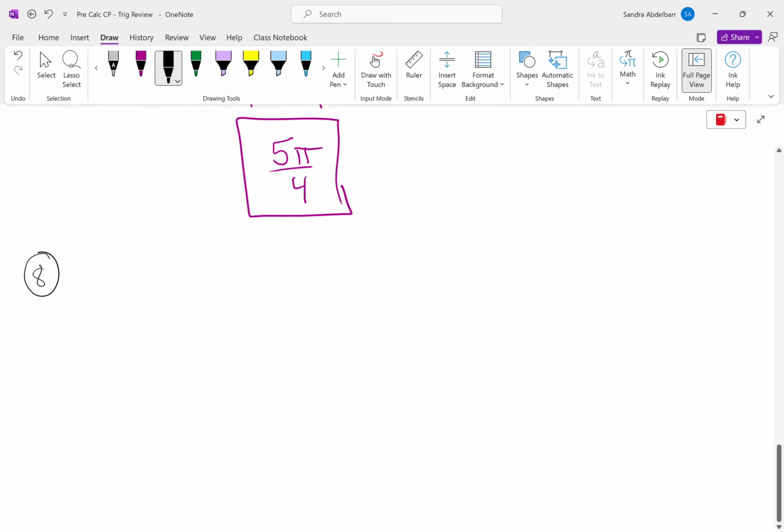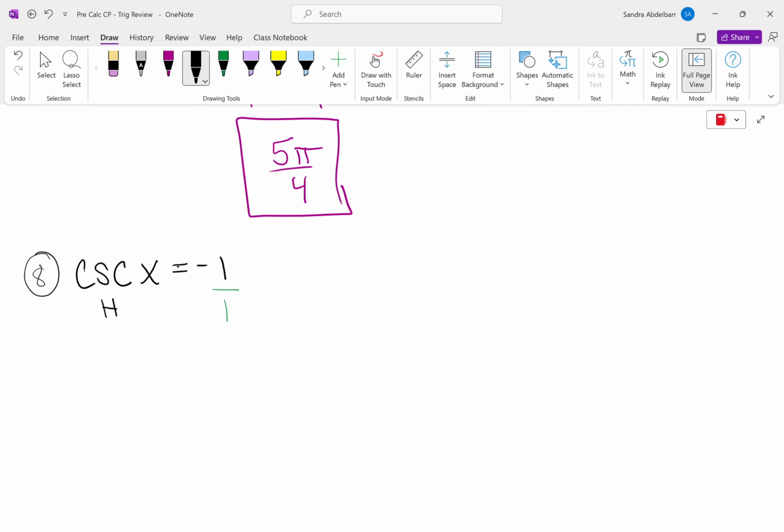All right, let's do number 8 from the review. This is going to be cosecant x equals -1. So do we agree this would be -1 over 1? I would agree with that.